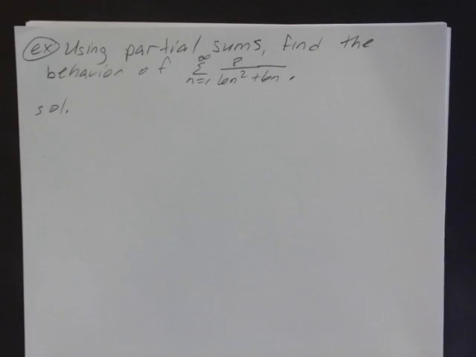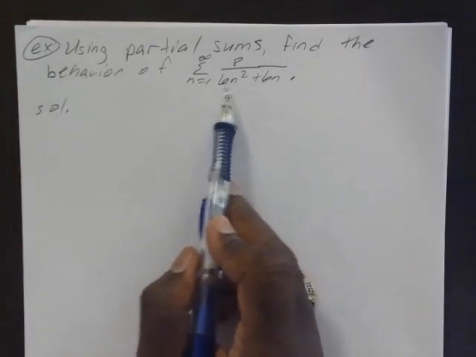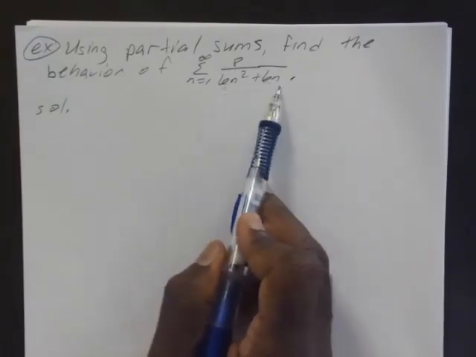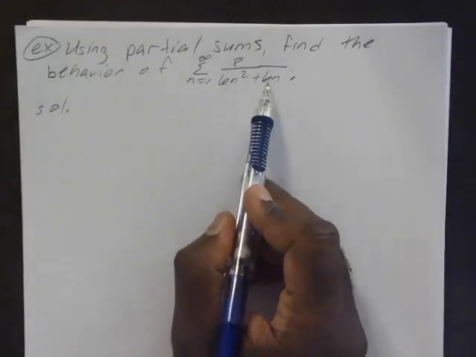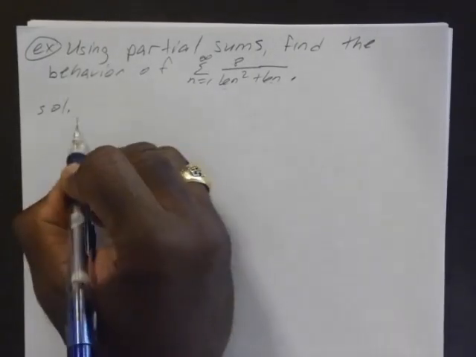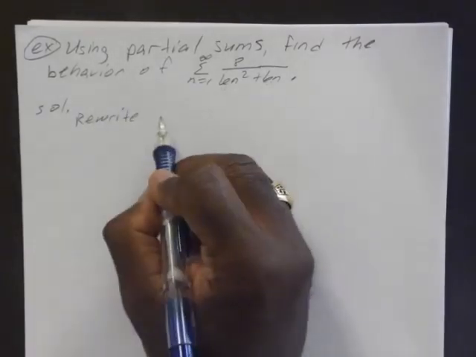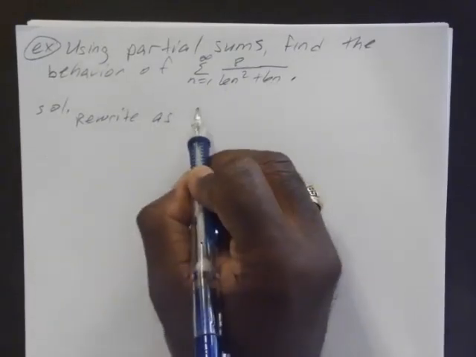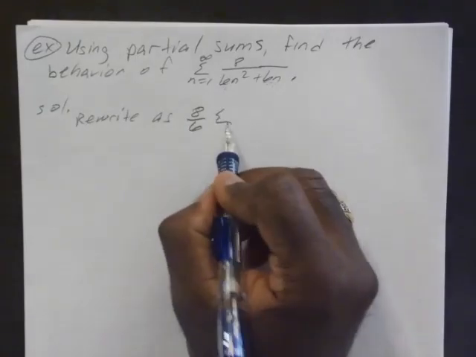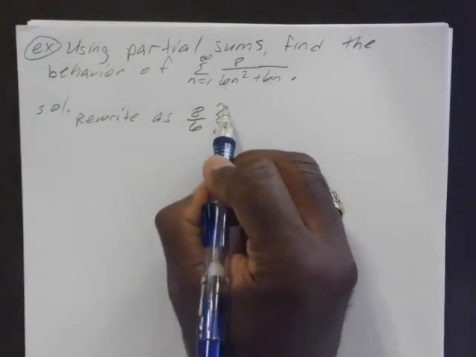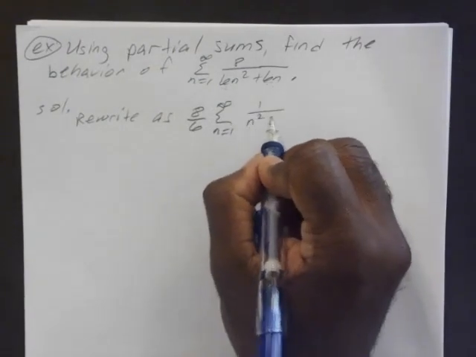Okay, so if we want to use partial sums, with this one, we notice we can factor a 6 out of our denominator. Actually, a 6n. But we're going to leave the n, and we're just going to factor a 6 out of the denominator. So we're going to rewrite it. And that 8 over 6, we're just going to bring it out to the front, times the sum from n equals 1 to infinity of 1 over n squared plus n.